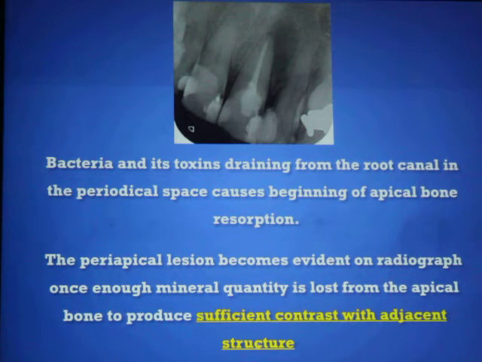So from an endodontic perspective, we know that the bacteria and its toxins draining from the root canal into the periapical space cause the beginning of bone loss in the apical area, and periapical bone loss only becomes evident on radiograph once enough bone loss is present to produce sufficient contrast with the adjacent structure.